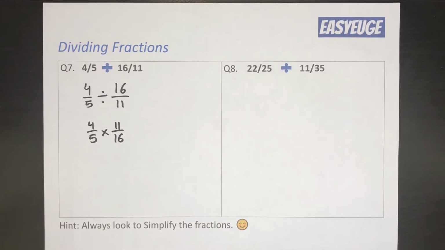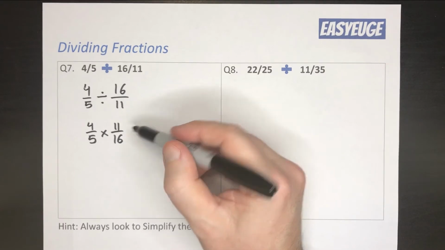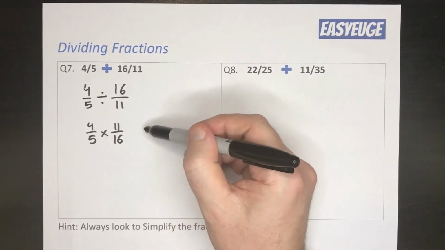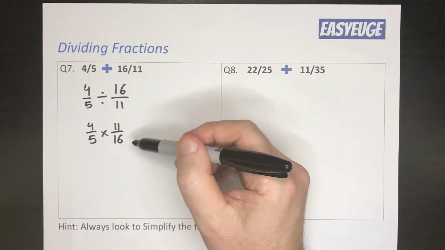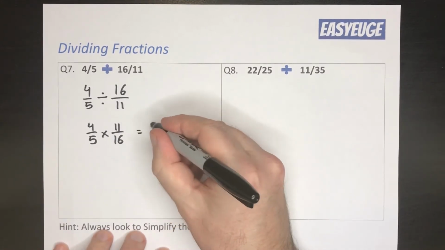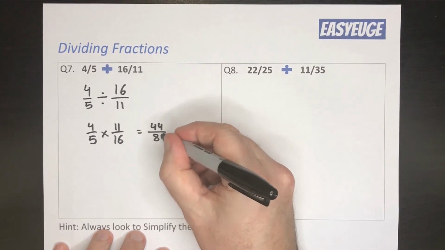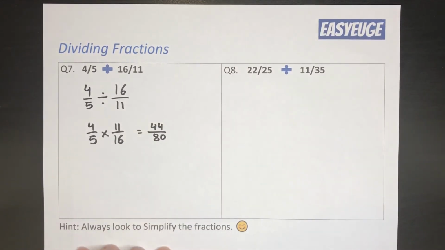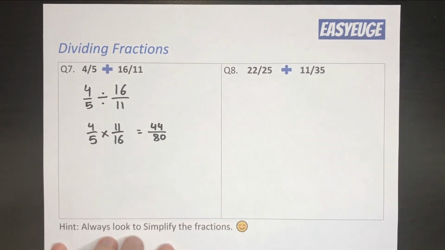Before I even dive into this, the numbers are going to start to look very big. 4 times 11 is 44, and 5 16s are 80. So that is going to look something like this, 44 over 80. And then we're going to have to simplify this down. Okay, so let me show you another method of simplifying before we get into this.